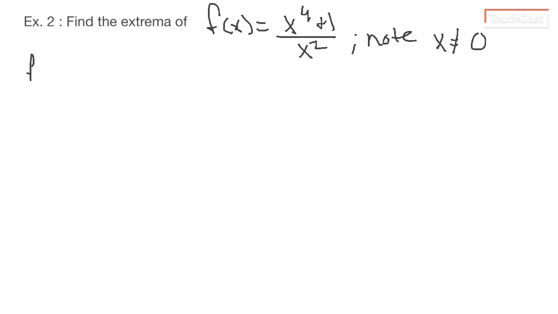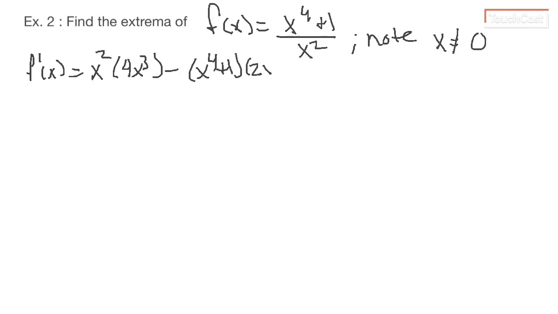And since we have a quotient here, we can use the quotient rule, where we take the bottom, the denominator, times the derivative of our numerator, minus our numerator, times the derivative of our denominator, and we divide that by our denominator squared. X squared squared is x to the fourth. So let's clean it up.